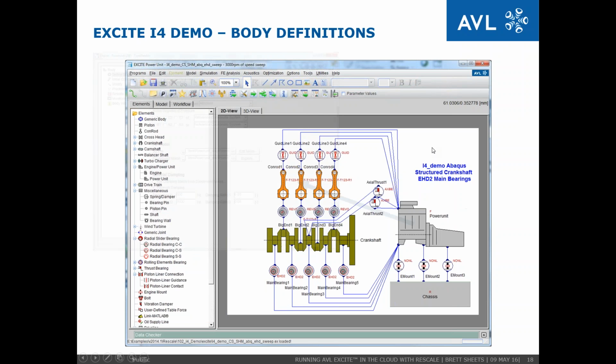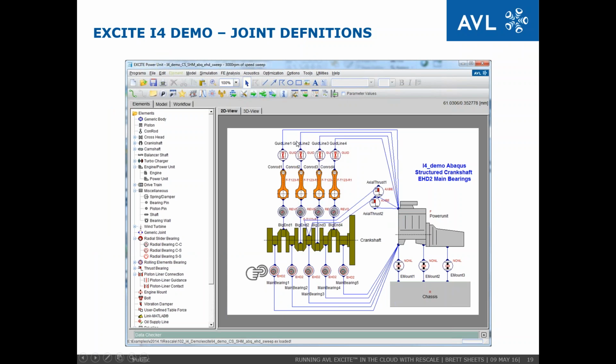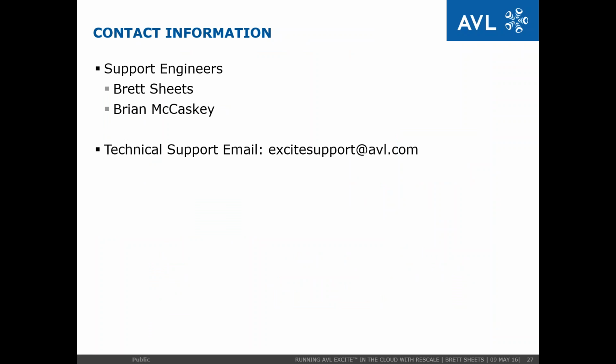For the components themselves, you define what types of bodies they are and then where the finite element condensations are provided. You do this for the various bodies and then connect them up through the joints. Here would be a typical setting for a bearing connection where we'd specify the width, diameter, and clearance, and also the hydrodynamic properties such as the oil type and temperature. From that, you would package up the models and send them to Rescale, unpackage them at Rescale, and Leonto will show you how to submit it from there.